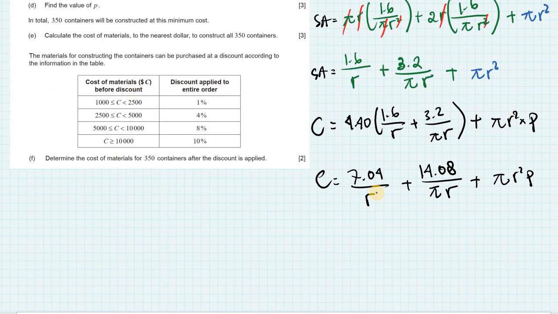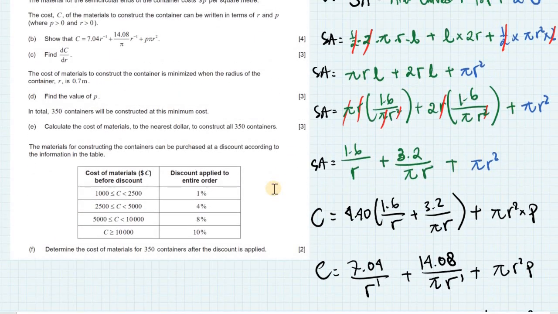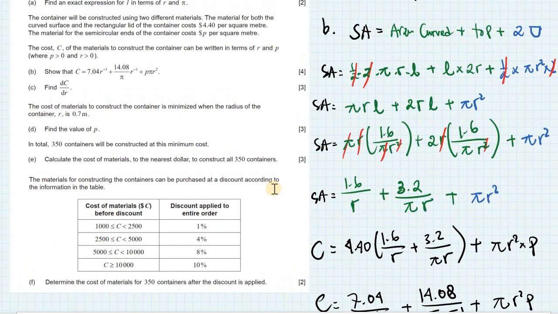Cool. So I have to make this r to the power of 1. Why? When we move this up, c is equal to 7.04 r to the power of negative 1. Okay, from denominator to numerator, the r becomes to the power of negative 1, yeah? Plus 14.08 divided by pi times r to the power of negative 1 plus pi r squared p. And then there you go. This is the answer for question B. Okay, this is all 4 marks. Cool.